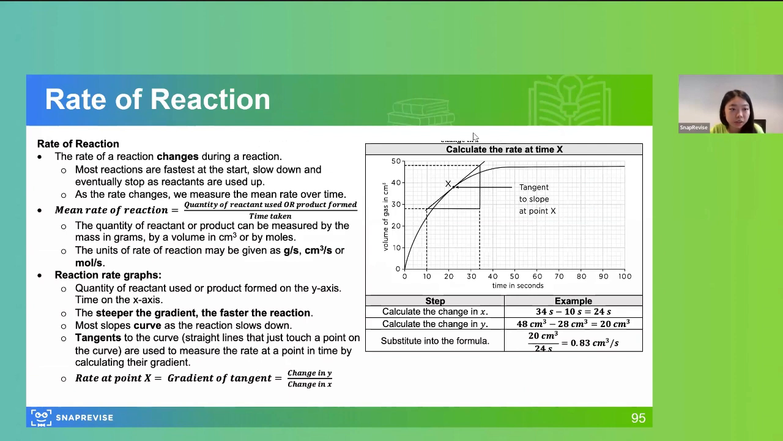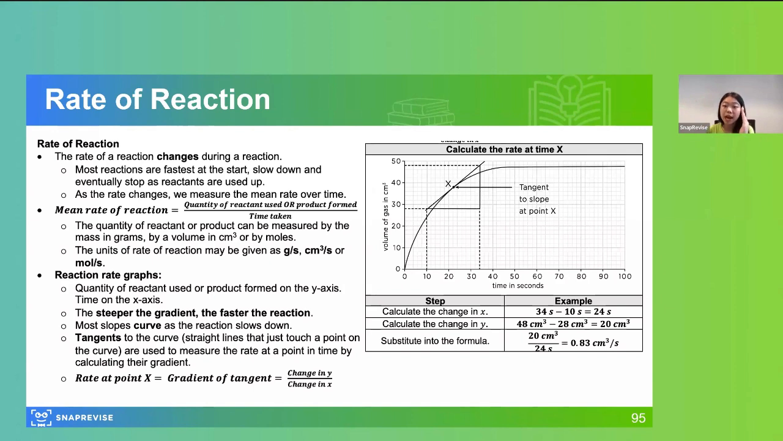Okay. So, rate of reaction. Let's talk about this as well. Rate of reaction changes during a reaction. So when you're reacting something, there is going to be a graph and the slope, as you can see on the right side of this slide, this diagram. Most reactions are really, really fast in the start. So that's when the slope is the steepest.